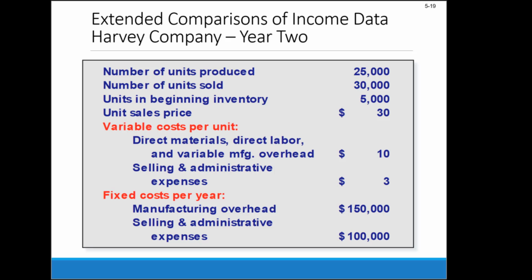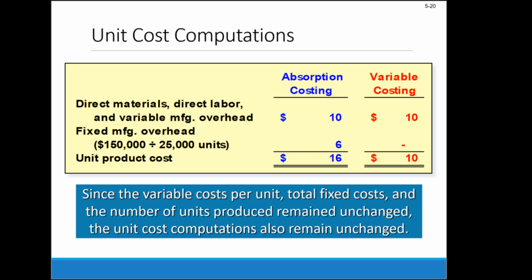Let's extend that Harpy example out to year 2 then. Let's assume in year 2 they've produced the same 25,000 units as year 1, but now they've sold 30,000. With that beginning inventory of 5,000, they've cleared all those out, and they've sold everything that was made this period. Let's assume the same sales price is in effect, and the same cost structure otherwise is in place as well. So same unit cost as year 1. The absorption costing was the $16, the full manufacturing cost. And under variable costing, it was the $10 related to just those variable costs of production.